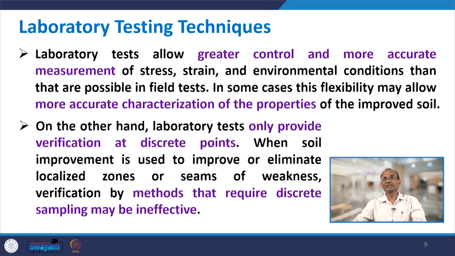On the other hand, laboratory tests only provide verification of discrete points, because in the laboratory test what do you collect? You collect a small sample which is tested in the laboratory. Now, there is a problem: how does this small sample which you are testing in the laboratory represent the actual condition on the ground? So, when soil improvement is used to improve or eliminate localized zones or seams of weakness, verification by methods that require discrete sampling may be ineffective.